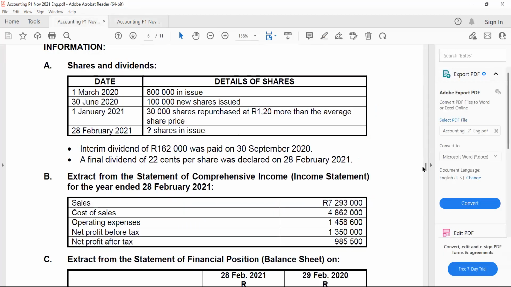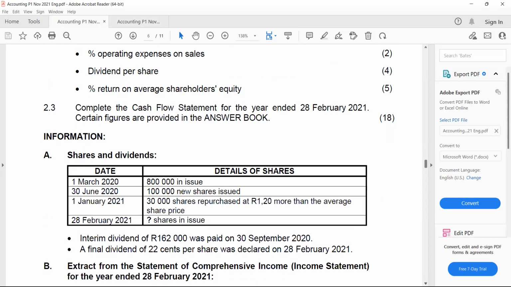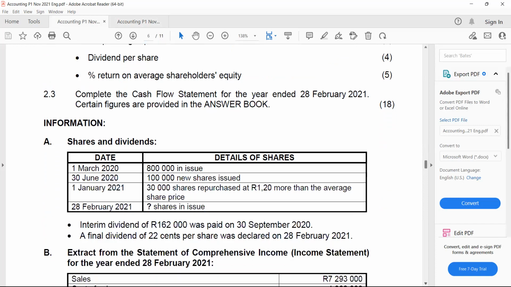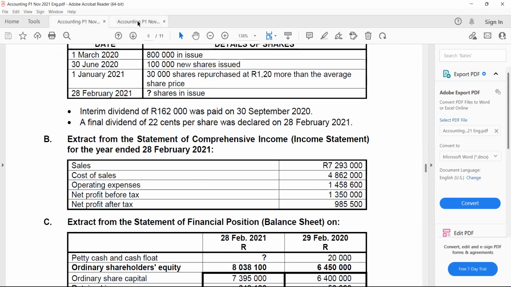Okay, let's have a look at the next question. Calculate the following financial indicators. Okay, now I love this question over the alternative, which is comment. For comment, you need to think a bit more. Calculations, you know the formulas, go ahead and calculate. So let's go to the information. We're doing operating expenses percentage of sales. And you can see from extract B, we can get the information.